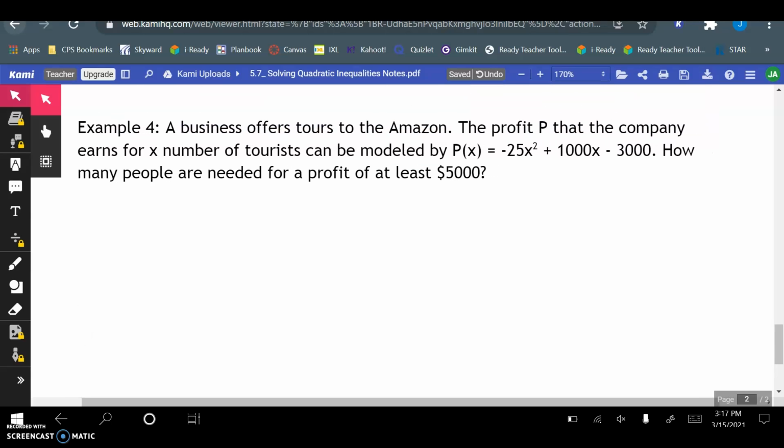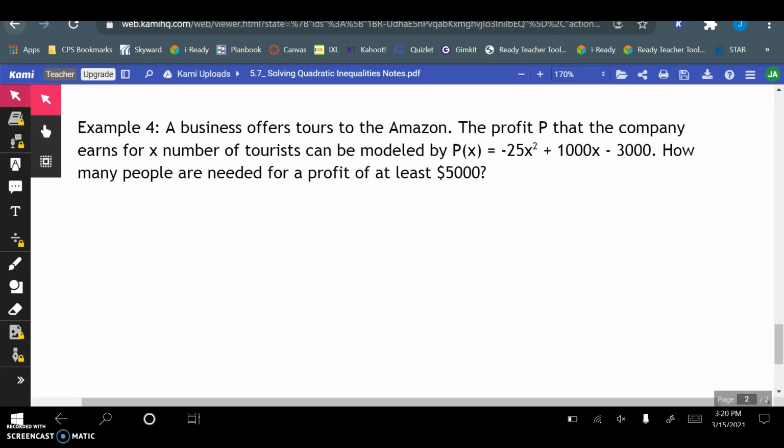And for our last example here, a business offers tours of the Amazon. The profit P that the company earns for X number of tourists can be modeled by this equation. How many people are needed for a profit of at least $5,000? So we're going to break this up into 2 equations. Our y1 is going to be the negative 25x squared plus 1,000x minus 3,000. And our other equation is going to be 5,000. Y equals 5,000.